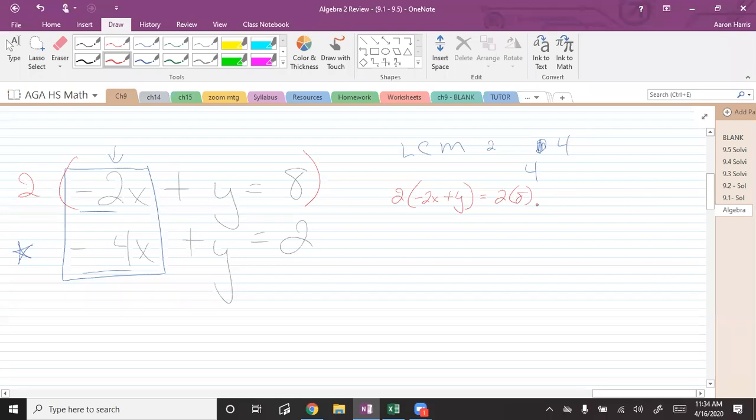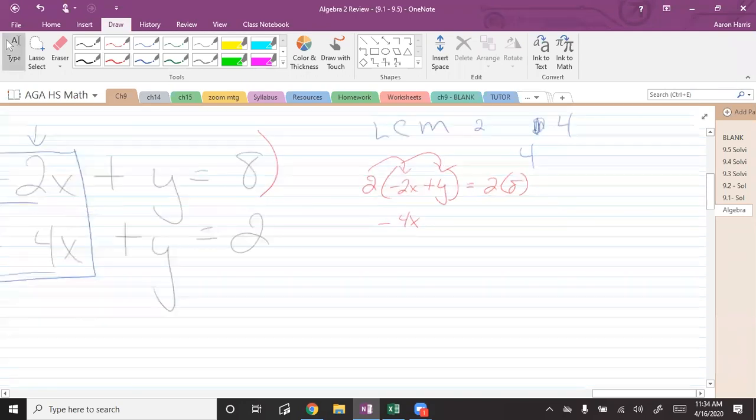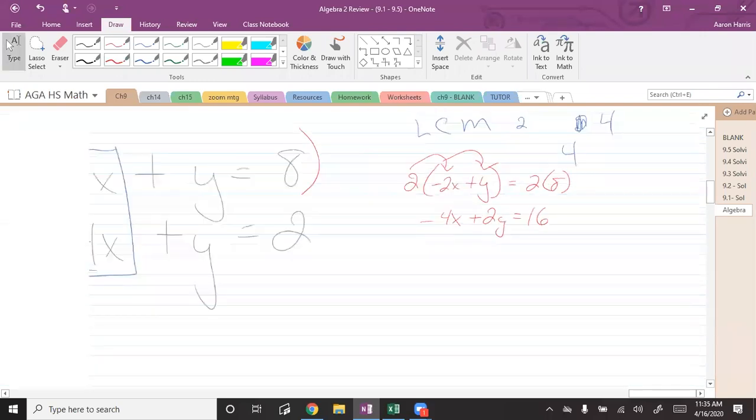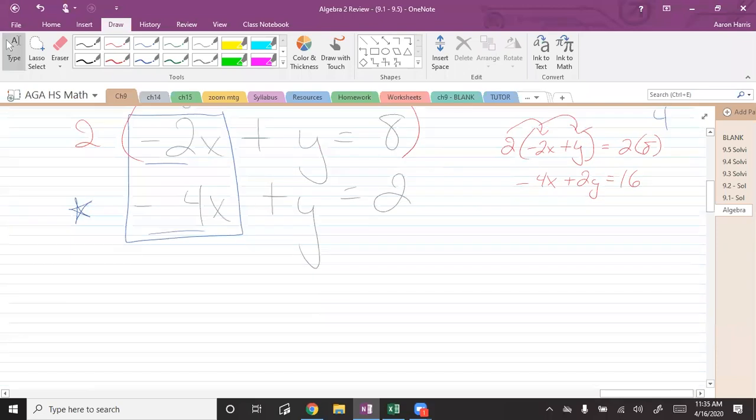Yeah. So now I just distribute. So I get 2 times negative 2 is what? Negative 4x plus 2y. And then plus what? 2y. Equals? 16. 16, right? So now I'm going to rewrite these equations.